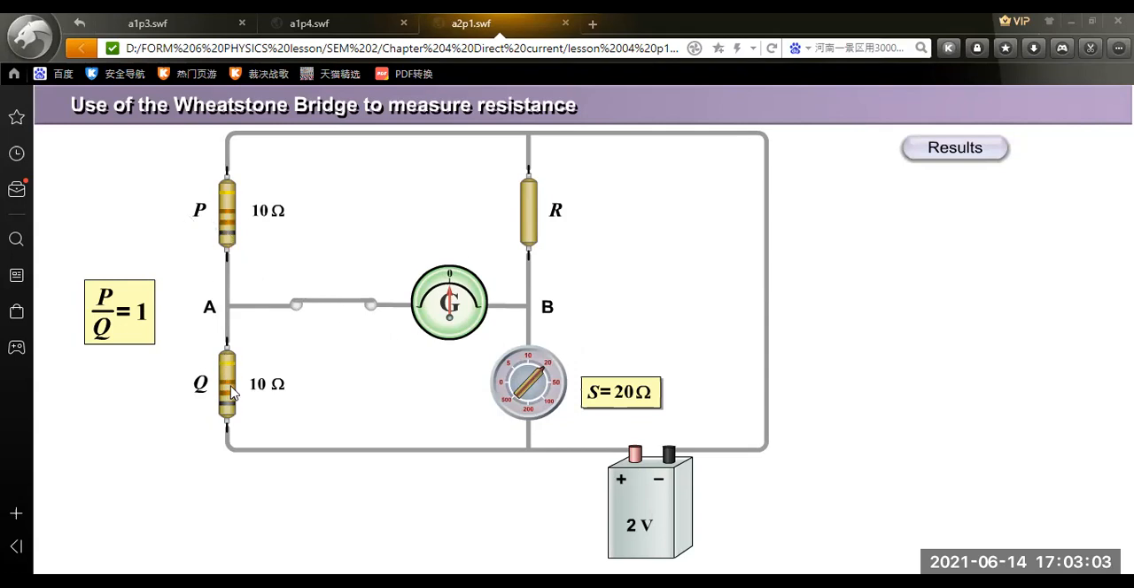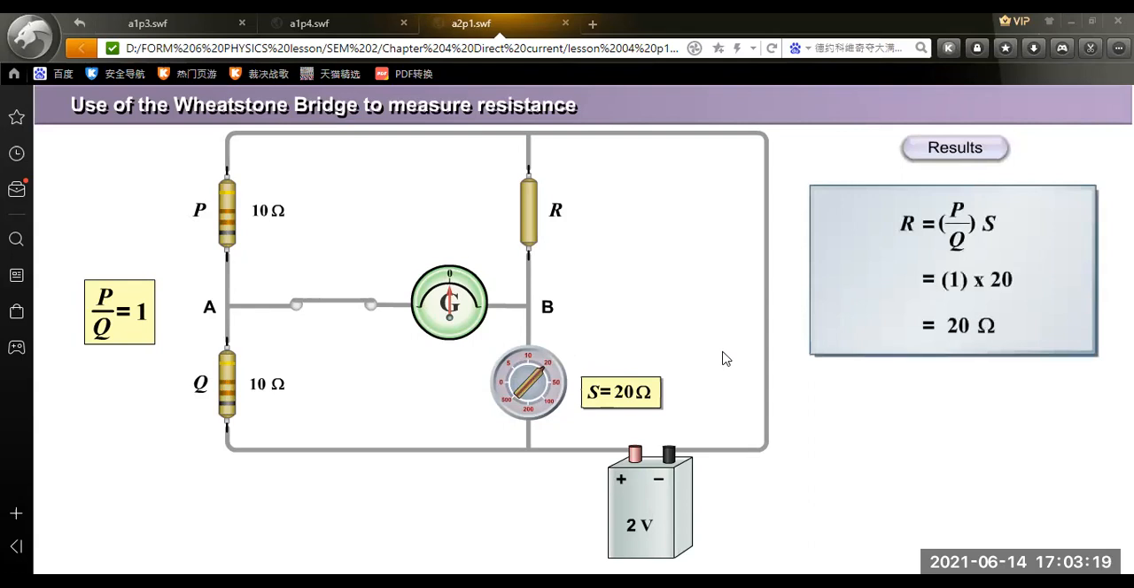So this means that P over Q is 10 over 10, which is 1, right? That means R over S must be equal to 1. So what will be R? R will be equal to 20 ohm. By using the formula P over Q equals R over S, we get that the reading of the resistance R will be equal to 20 ohm.